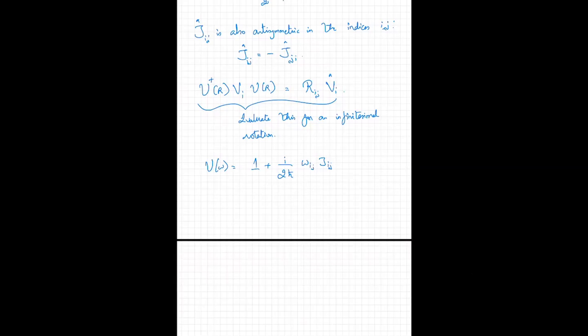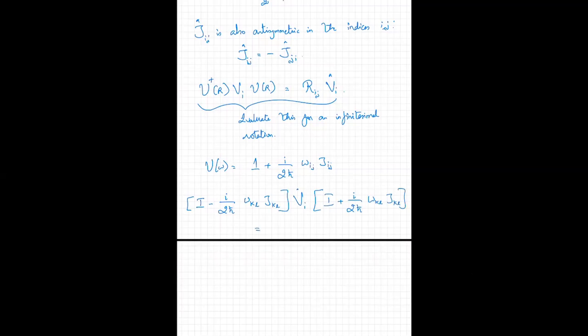So U dagger V_i U, this equation can be written as follows. U dagger would be 1 minus i over 2h bar omega Jij. Dagger is complex conjugation. Complex conjugation doesn't affect omega ij and Jij, followed by a transpose. Transpose does affect omega ij and Jij. Transpose simply means I'm interchanging the two indices i and j. But if I interchange the two indices, omega gets a minus sign and J also gets a minus sign, so the product does not get any minus sign. So I can still write this as omega kl Jkl times V_i times U, which is 1 plus i over 2h bar omega kl Jkl. That is the left hand side.